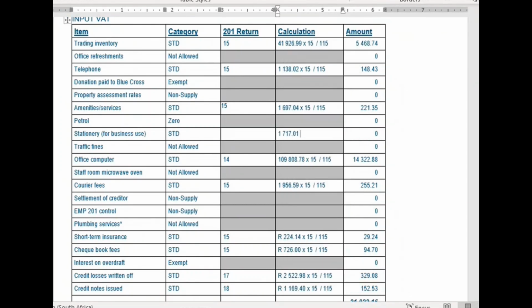Okay, I have to multiply it by 15 and divide by 115. That'll give me an answer. Let me just do it on my calculator quickly. Robbing you of time here now. Sorry about that.